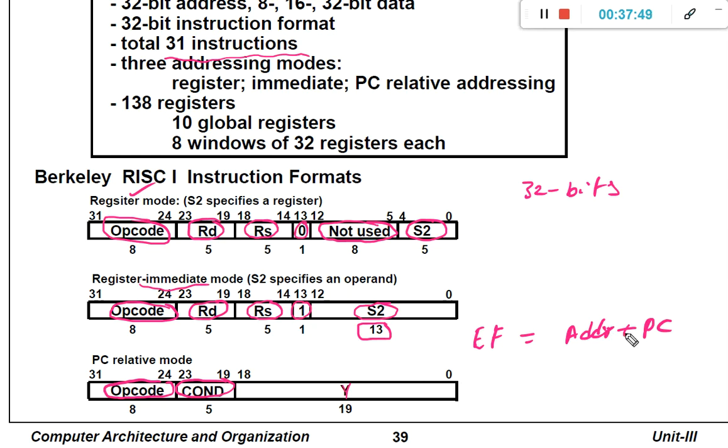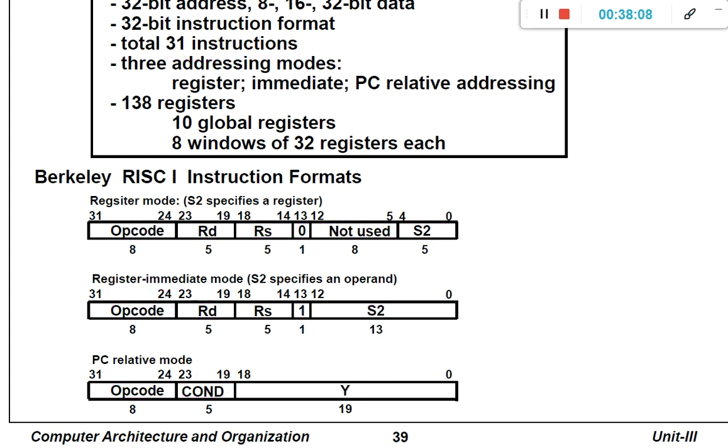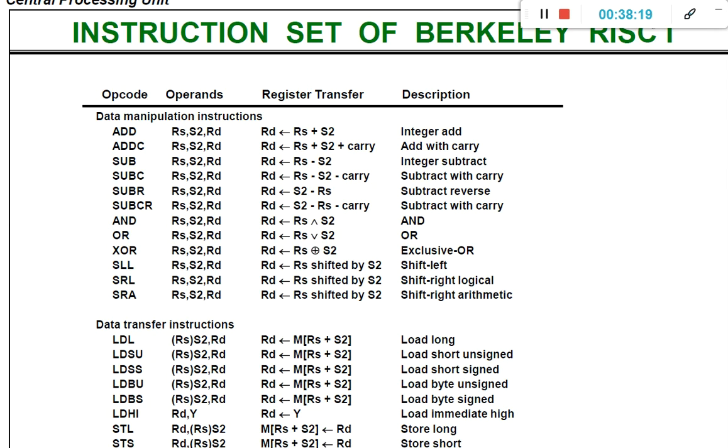So for this purpose we will be using the address as Y, and condition code from 19 to 23, and then opcode from 24 to 31. This is the instruction format as far as the PC relative mode is concerned. So these are the different types of instruction formats for register mode, register immediate mode, as well as PC relative mode in case of the Berkeley RISC-V.